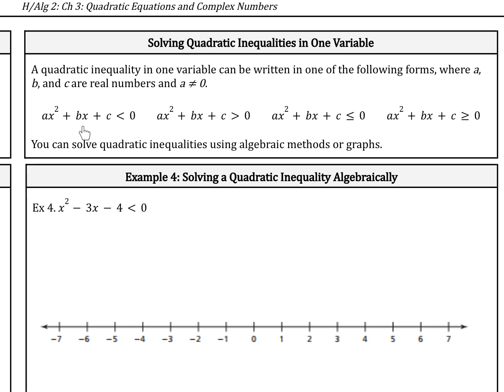So ax squared plus bx plus c can be less than 0, it can be greater than 0, it can be less than or equal to 0, or greater than or equal to 0. So let's take a look at our first example.